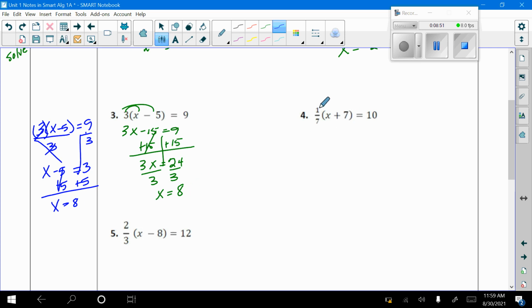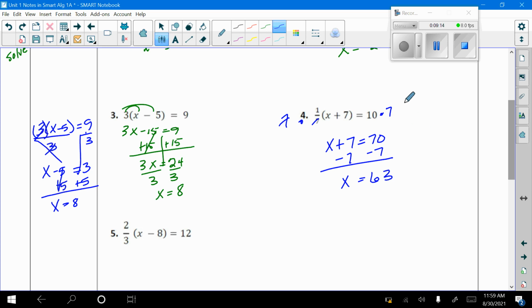Next one, same thing over here. I could distribute that, and I'm going to work with a fraction. I personally would go times 7, times 7. That cancels this guy out. Get rid of that fraction. I'm left with x plus 7 equals 70. Take away 7 from both sides. And I get x is equal to 63.